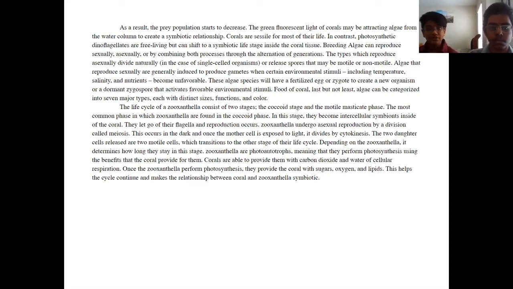The life cycle of zooxanthella consists of two stages, the coccoid stage and the mastigote stage. The most common stage in which zooxanthella are found is the coccoid stage. In this stage, they become intracellular symbionts inside of the coral. They let go of their flagella and reproduction occurs.